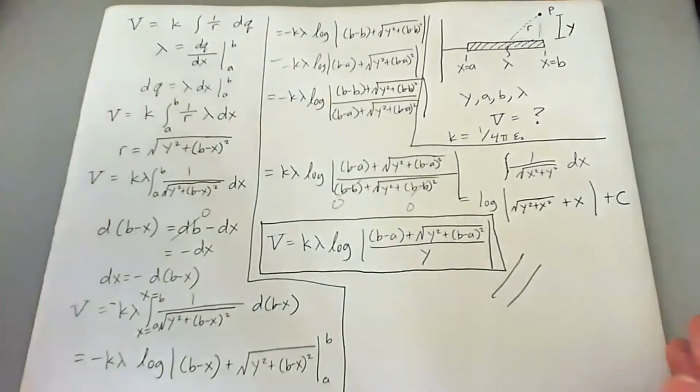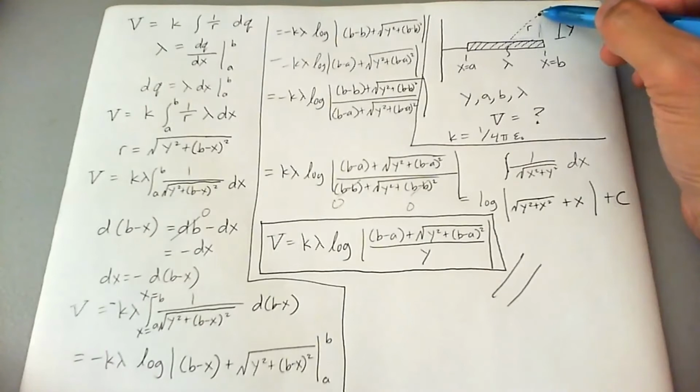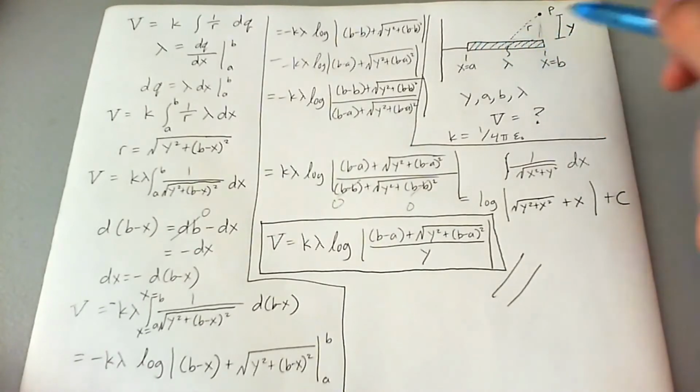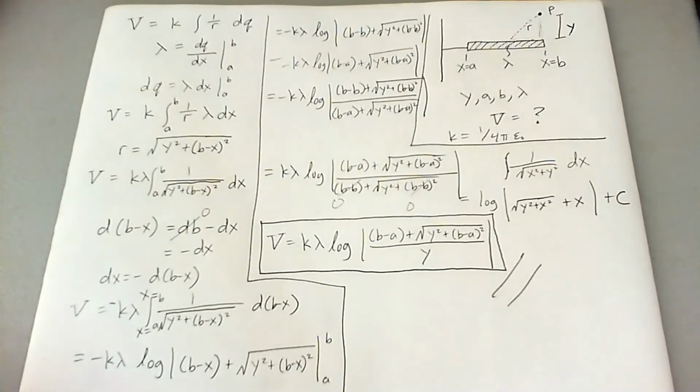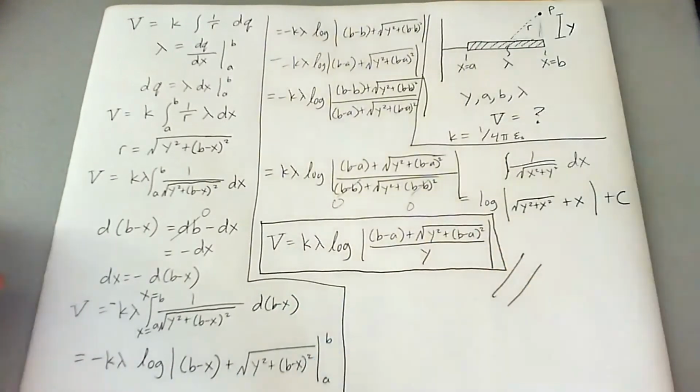This is the voltage, or the potential, I guess a better way of saying it is the potential at point P due to this line of charge. Now go ahead and stop the video once you're satisfied with this. And in about 3 seconds, I'm going to show you how to actually do the integral from here to here.